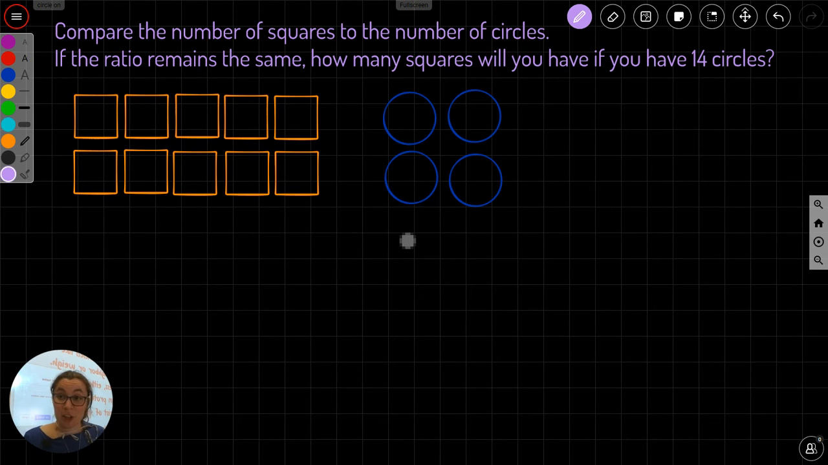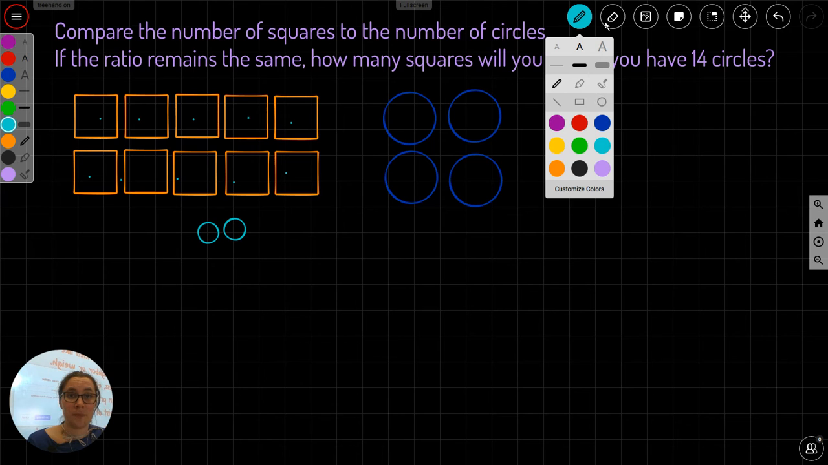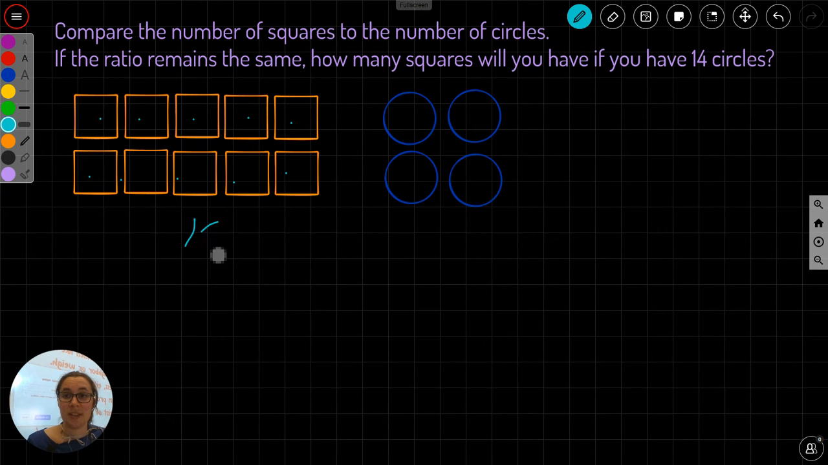And that's fairly straightforward. We just need to count how many squares and how many circles. How many squares do we have? 1, 2, 3, 4, 5, 6, 7, 8, 9, 10. We have 10 of these. I'm still drawing in circles. 10 of these. And how many of these? 4. All right, so our ratio is 10 to 4, which if we write as a fraction, 10 to 4, every 10 squares I have 4 circles, I can simplify that.